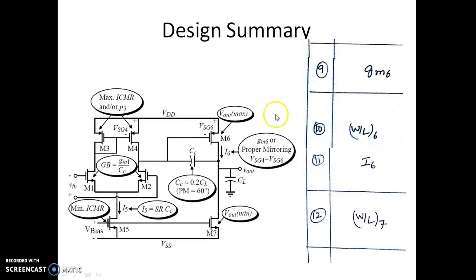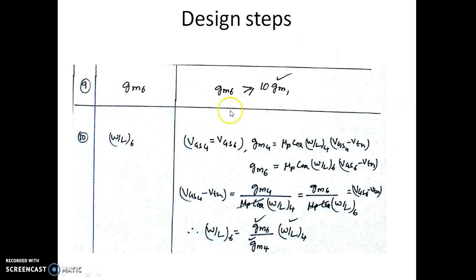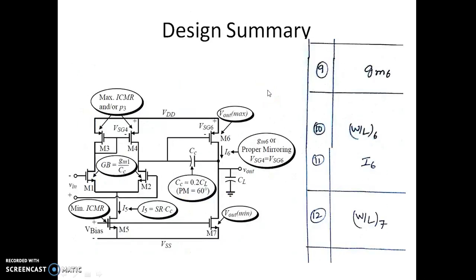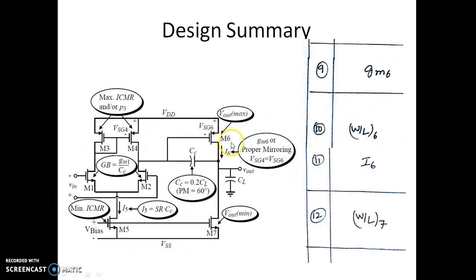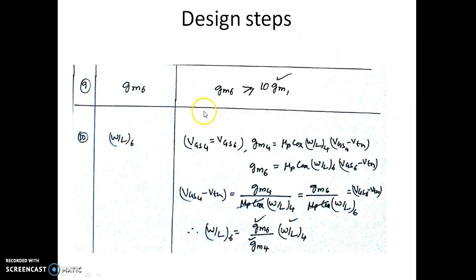Next is to find GM6. We know that GM6 should be greater than or equal to 10 times GM1. As we already found GM1, it is just 10 times GM1. So W/L of 6 can be found. Since we know GM6, we can find W/L of 6 by equating VGS4 and VGS6. These are equated to have proper mirroring, so we get the relation between W/L of 6 in terms of W/L of 4.